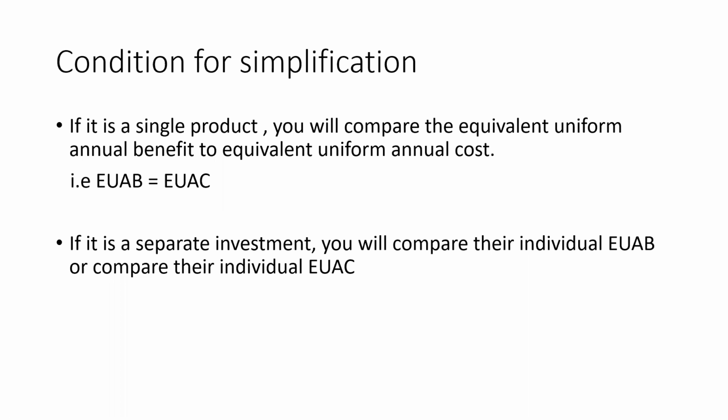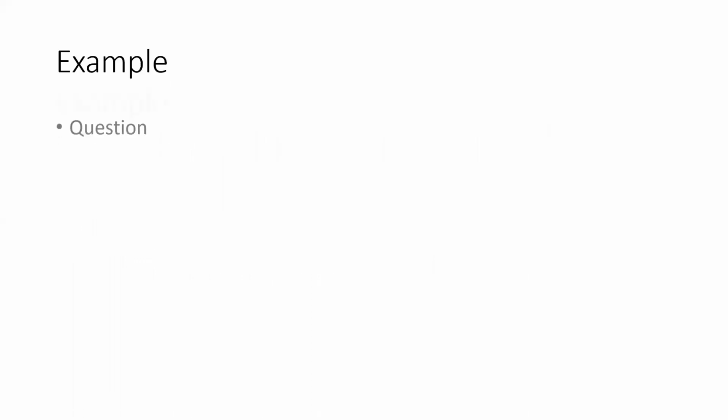But if it is separate investment, what am I going to do? For the first investment, I calculate its equivalent uniform annual benefit. For the second one too, I calculate its equivalent uniform annual benefit. Then I compare them. Similar thing goes for their equivalent uniform annual cost. You can also compare them. Okay, so let's go on. So let's take an example.